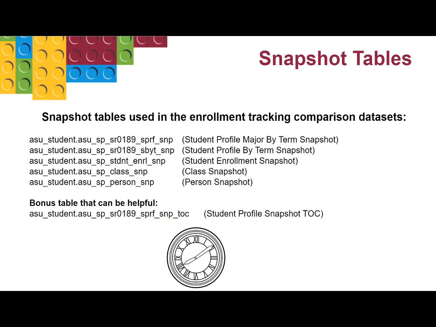So these are the key snapshot tables that we use. Student profile major by term snapshot, student profile by term, which has a lot of the class funding and the state reported data and such in there. The student enrollment snapshot and the class snapshot, and then the person snapshot. And so these are all used at different points, and you'll be able to see how those are used. We're going to talk a little bit about the student profile snapshot TOC table as well.